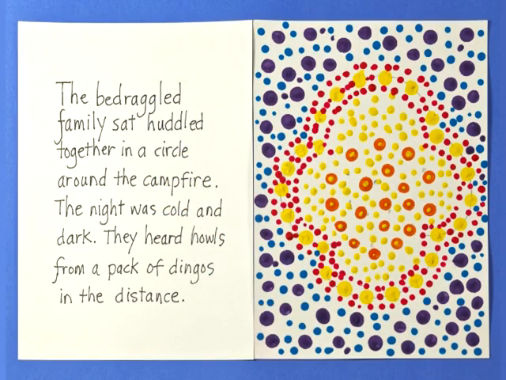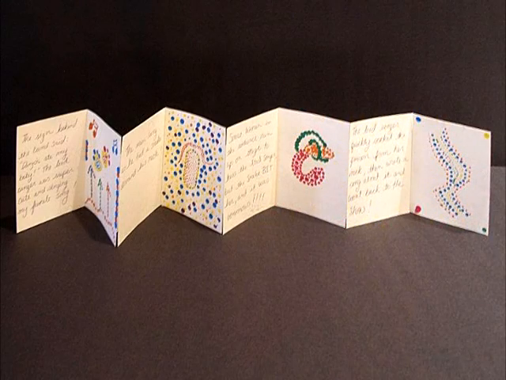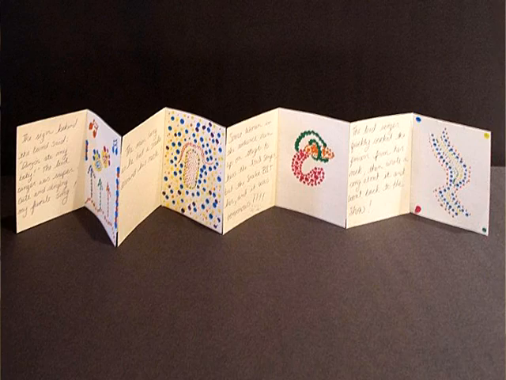Here's my completed part of the storybook, the story and the dot painting. These 2 panels will be combined with the panels from the other 3 members of my group. With a little masking tape on the back, we end up with an 8-panel accordion book. Here's one that students made. So, that's how we make an Aboriginal dot painting. Remember, arts matter.